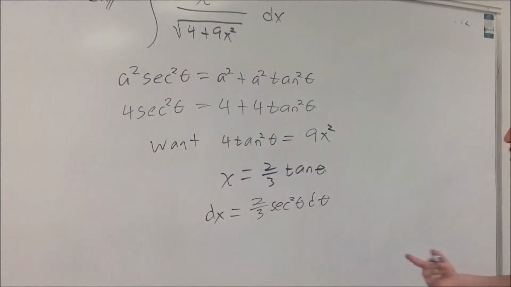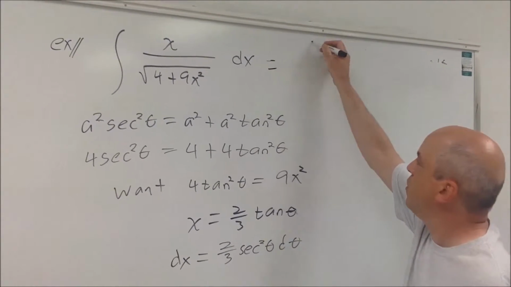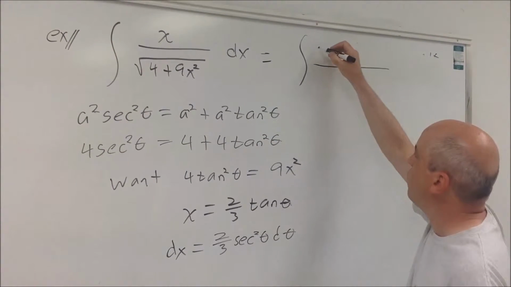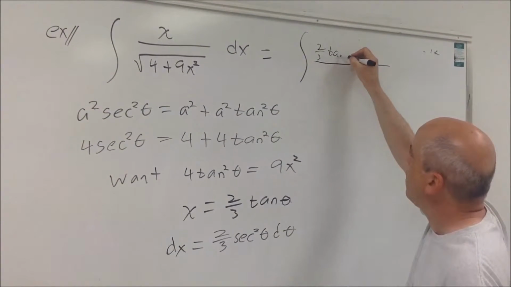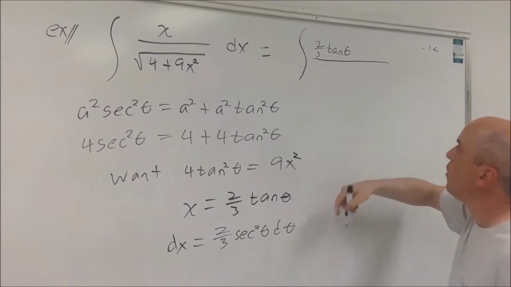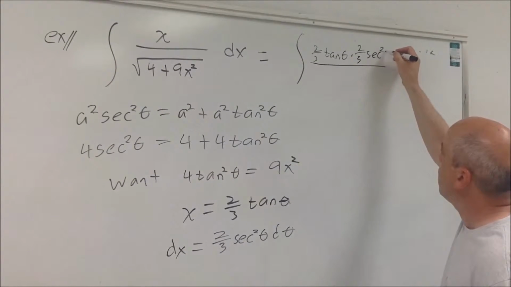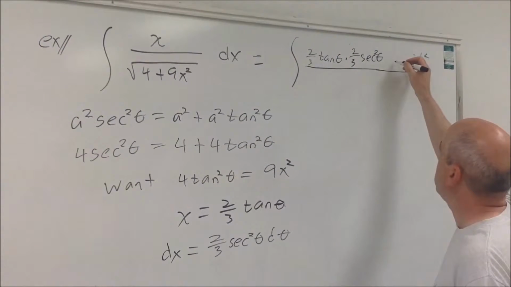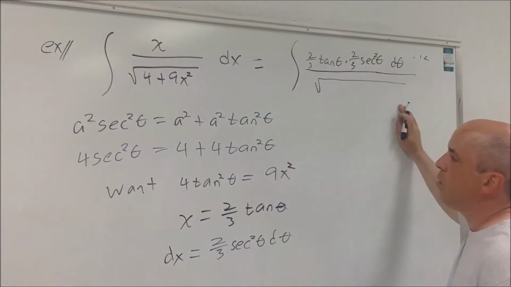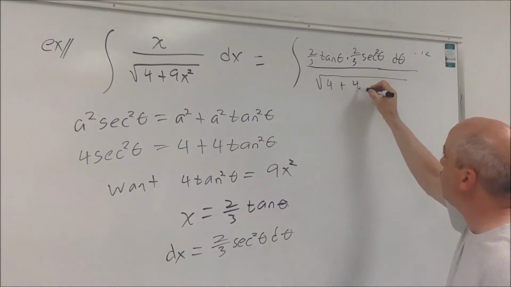And let's plug all this in here and see what happens. I have x on the top. x is 2/3 tan theta. This dx technically is in the numerator of the fraction as well, so I've got another 2/3 secant squared theta d theta. And now on the bottom, we will have 4 plus 4 tangent squared. That was the point of the substitution.